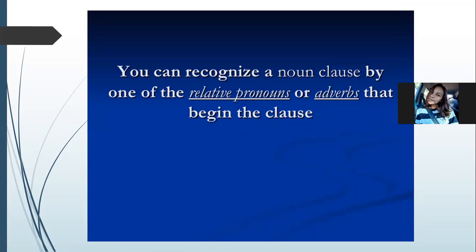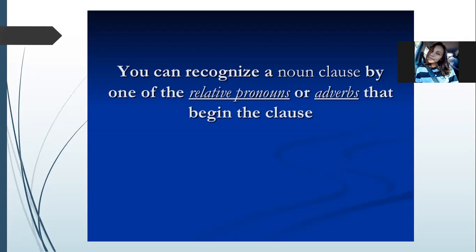You can recognize a noun clause by one of the relative pronouns or adverbs that begin the clause. Excellent. Thank you. Now, how can we recognize that we have a noun clause in a sentence? It's easy. We need to know that it begins with a relative pronoun. It can be that, who, which, whom, whose, whomever, whatever, whenever. All those are relative pronouns or adverbs, okay? They begin the noun clauses, okay?